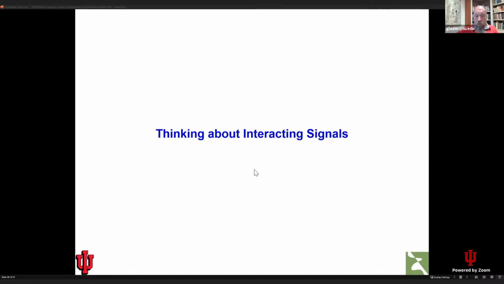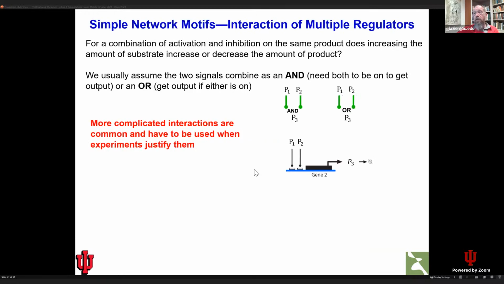Now, what becomes a little bit more complicated, and Herbert has basically a whole section of his other textbook on this, is when you have multiple signals that interact. So suppose that I have P1 and P2 controlling P3. In this case, I use the word "and" in two different ways, and I have to be clear about this. Suppose that P1 activates P3 and P2 also activates P3.